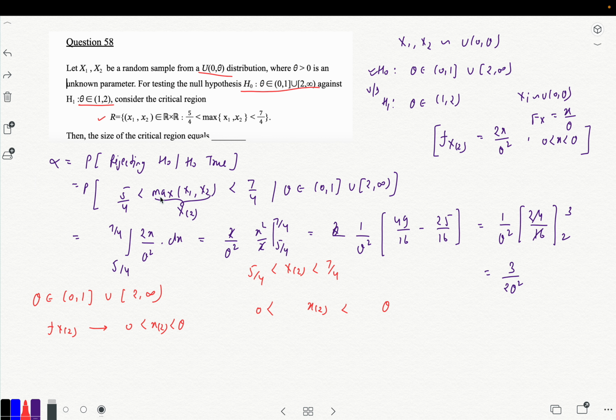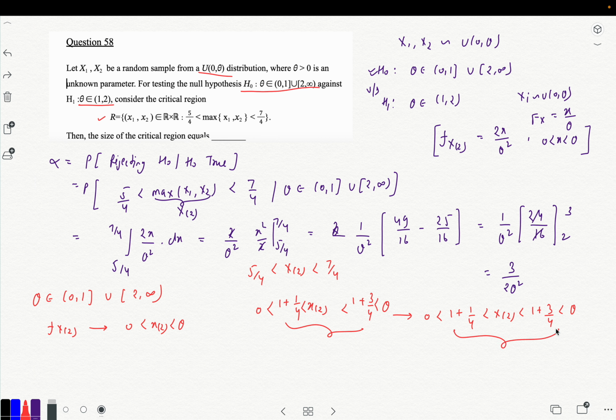Now let's look at it very properly. This 5 by 4, I can write as 1 plus 1 by 4. This 7 by 4 can be written as 1 plus 3 by 4, less than theta. So basically x2 is within this range: 0 less than 1 plus 1 by 4 less than x2 less than 1 plus 3 by 4 less than theta. Whatever the value of x2 is, it would be between 0 and theta, and we have to find the probability corresponding to this range.